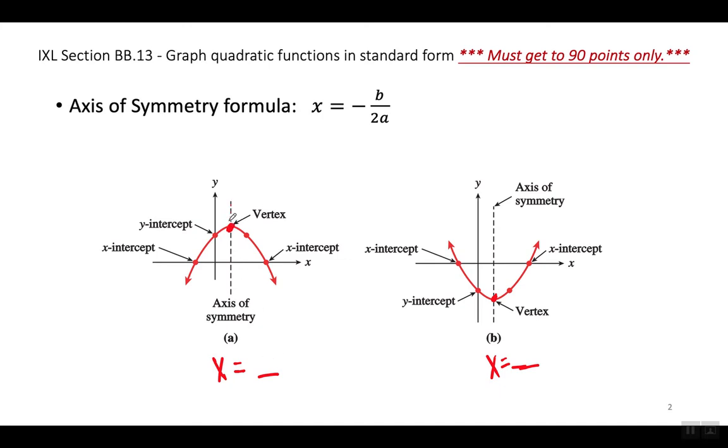Once I know the axis of symmetry, let's pretend that this is at 2. X equals 2 is the axis of symmetry. That means that the x coordinate of the vertex will be 2 comma whatever. I'll say it again. If I know that the axis of symmetry is located at x equals 2, this is the x coordinate of the vertex. That would mean that the coordinate of the vertex would be 2 comma something. So the axis of symmetry is always the x coordinate of the vertex.